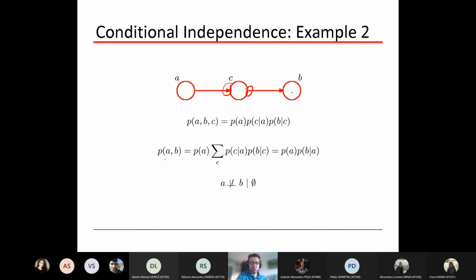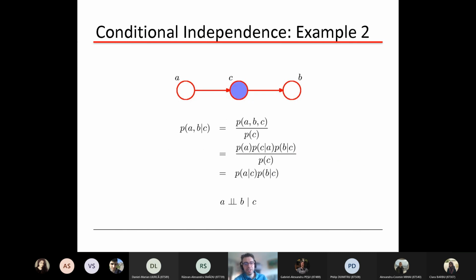And now we want to write P of A and B. In order to get P of A and B, we need to sum up over all the values of C. P of A does not depend on C, it goes in front, but these two depend on C. And using the sum rule, we get P of A multiplied with P of B given A. So this is not equal to P of A multiplied with P of B. So they are not independent if nothing is observed.